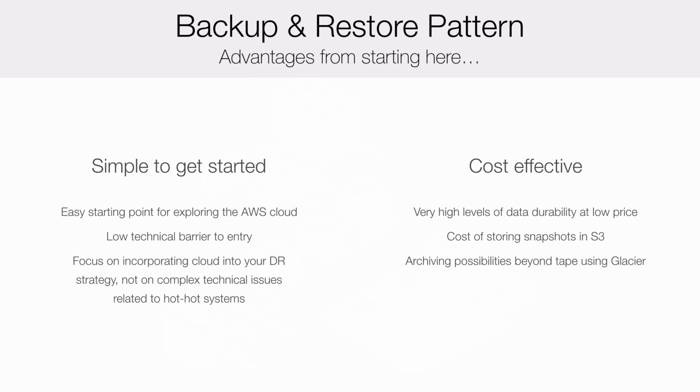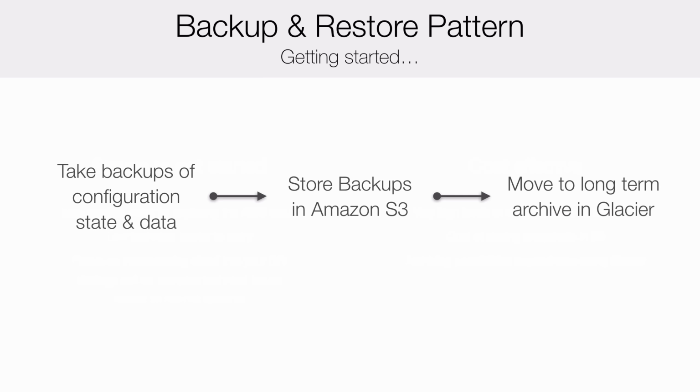It's also a very cost-effective solution. You've got very high levels of data durability at an extremely low price. The costs of storing data snapshots in S3 are very low, and you have open to you archiving possibilities beyond tape using additional services like Amazon Glacier, which we'll talk about again in a few minutes. The basic pattern is this. You're going to take backups of configuration, state and data from your server infrastructure. You're going to store those backups in Amazon S3, and you then have an option of moving them to Glacier for long-term archiving, if you want to have long-term protection of backup data in addition to a rapid recovery capability.